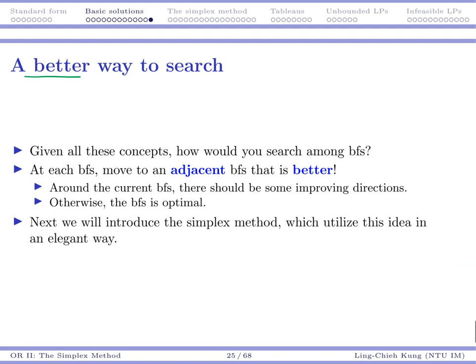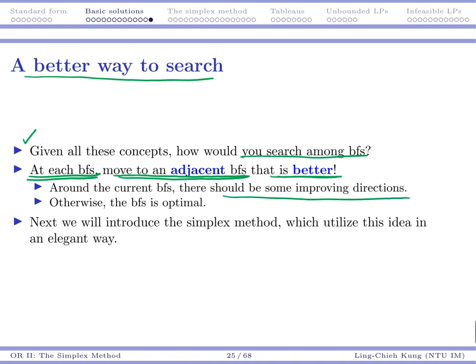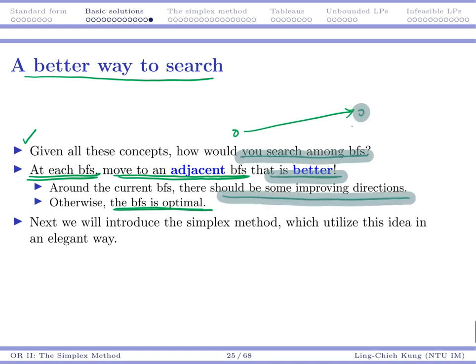So let's conclude all we have now. Given all these concepts, how would you search among basic feasible solutions? Well, it's simple. Whenever I am at any basic feasible solution, all I need to do is to check all my adjacent basic feasible solutions. I'm going to see whether there is one that is better than my current solution. If that's the case, there should be some improving direction. I may move from here to there and improve myself. If I cannot find one, then I would conclude that the current basic feasible solution is optimal. So that's a simple idea.